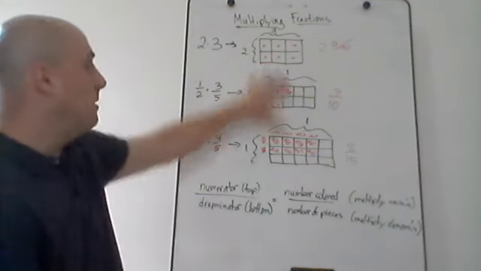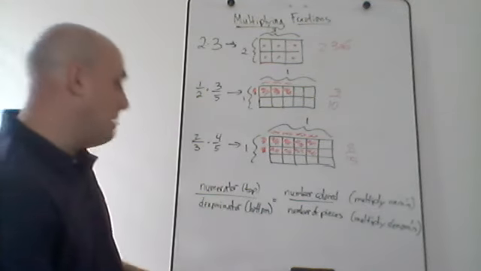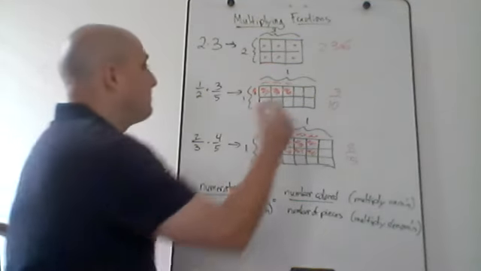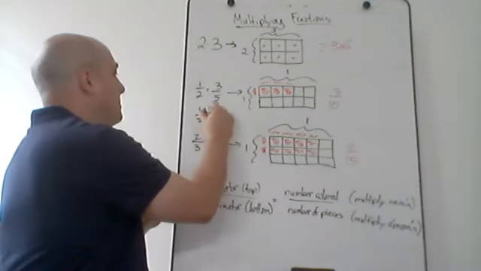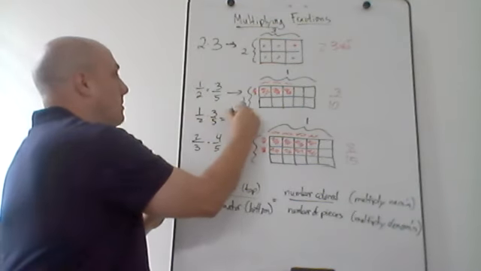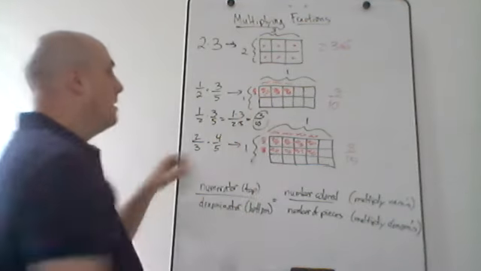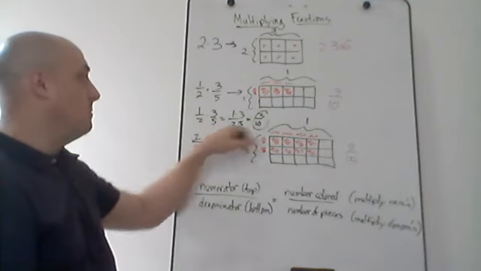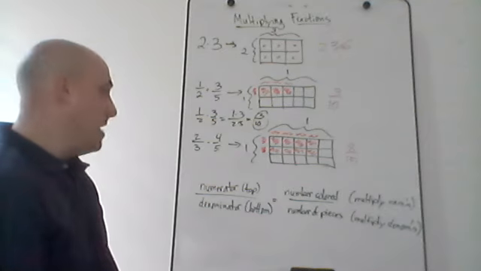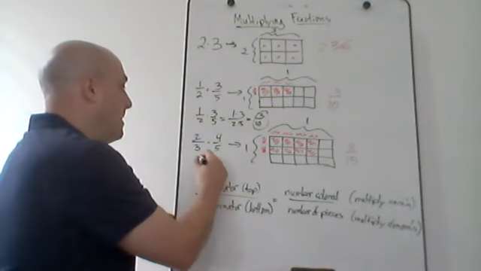Right, so if I didn't want to draw these pictures and I had to do just 1/2 times 3/5, well, 1/2 times 3/5 is equal to 1 times 3 over 2 times 5, which equals 3 over 10. Right, I just multiply the top numbers together, I multiply the bottom numbers together, I get 3/10. Same for 2/3 times 4/5.